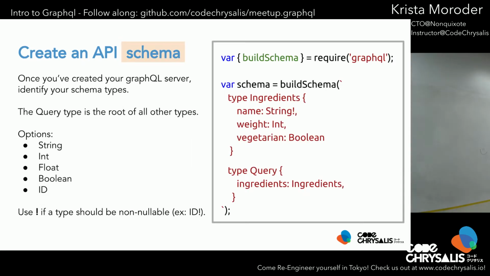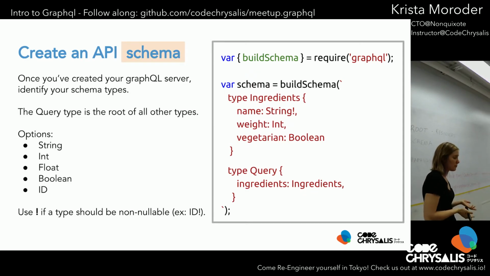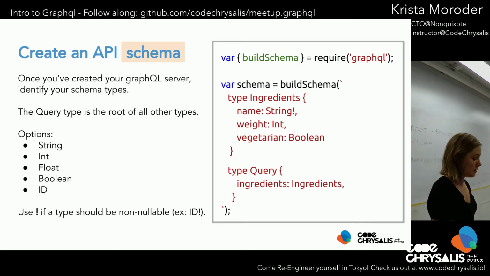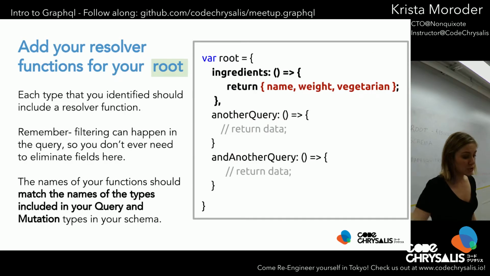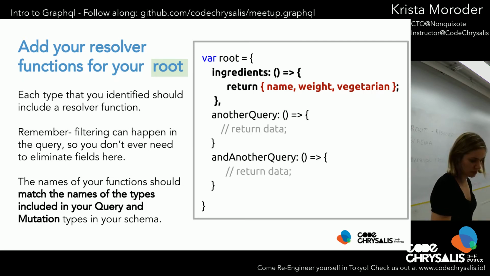You do not have to filter information out here, because when you're making the query from the front end, if you only want to request the name and the weight, you just say query ingredients name and weight, and it will not return whether or not it's vegetarian. So that's the big difference here. Return all the things here, and then in your query from the front end, decide what you actually want it to return.